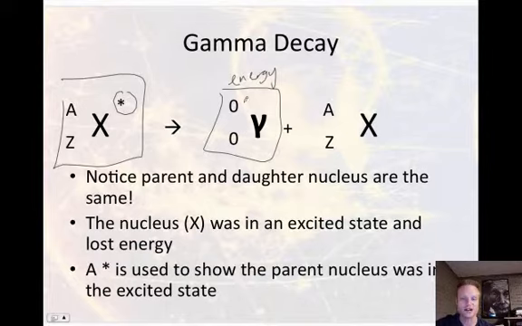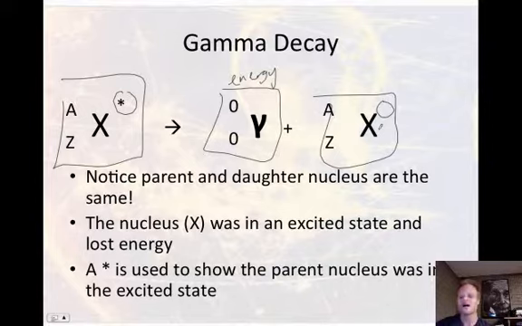Notice it has no charge and it has no mass. And what are you left with? Here's the daughter nucleus, and notice it hasn't changed at all. It's still X with A and Z. The only thing that's different is there's no little asterisk, because it's no longer in the excited state. It's now released this gamma particle, or photon, and now everything is balanced. A plus 0 is A, Z plus 0 is Z.